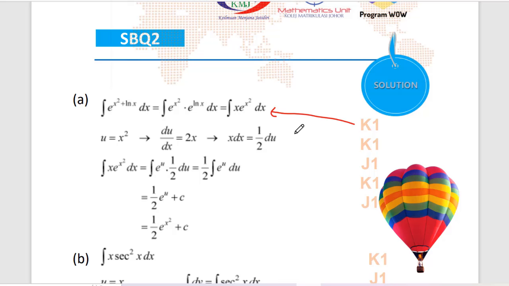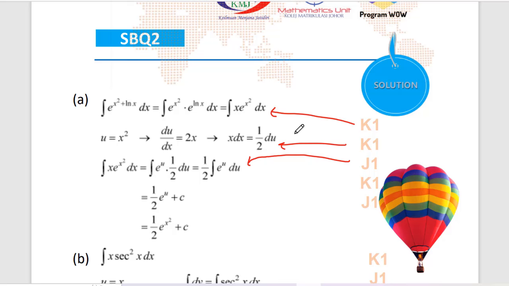Okay, and then, ini awak dapat K1. Okay, and then kemudian kita gantikan U dan juga dx ni, x dx ni kita boleh gantikan dengan 1 over 2 du. So, make sure semua in terms of U. So, nampak dekat sini awak akan dapat semua in terms of U. So, ini dapat J1. Okay.